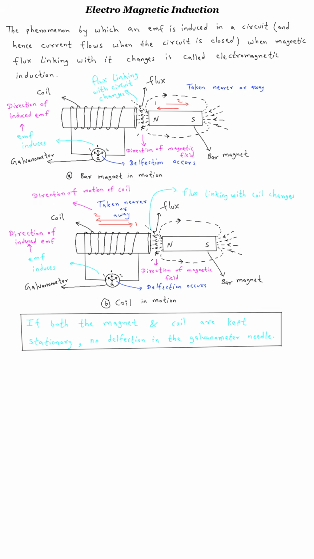This fundamental principle is the working basis of electric generators, transformers, and many devices we use in our daily lives. So, in summary, the key idea is that motion either of the magnet or of the coil is necessary to create a changing magnetic environment, which then causes electricity to be generated in the coil. This is electromagnetic induction in action.